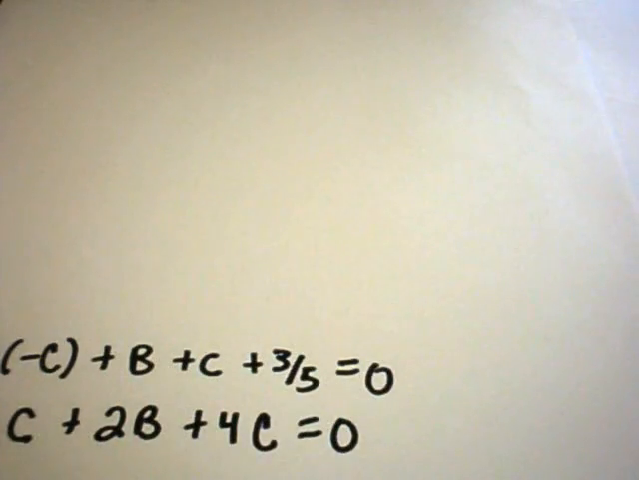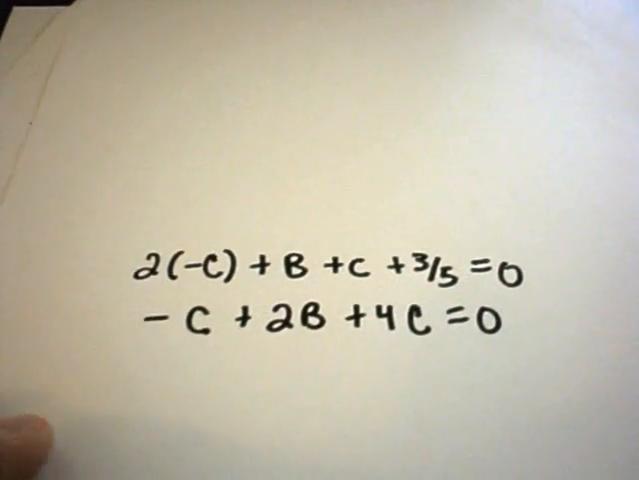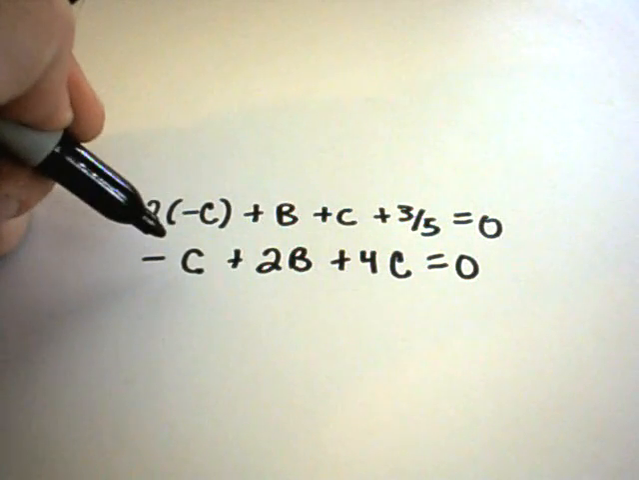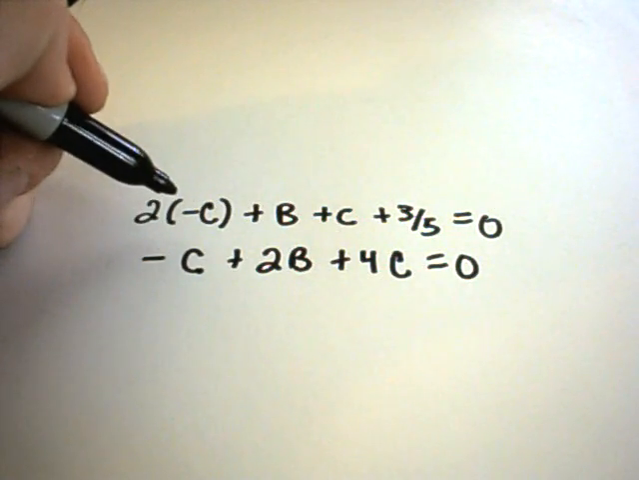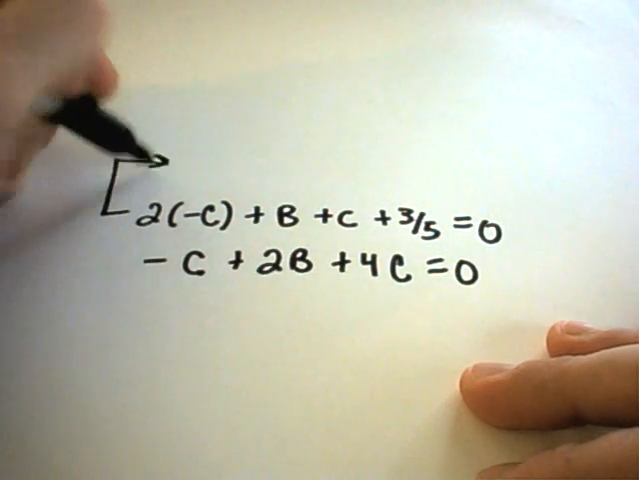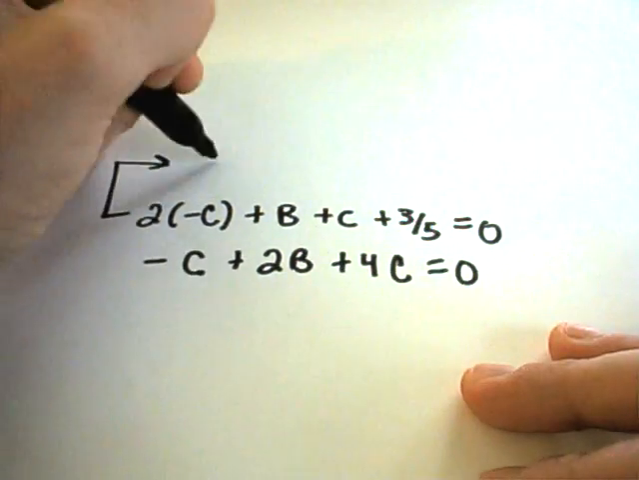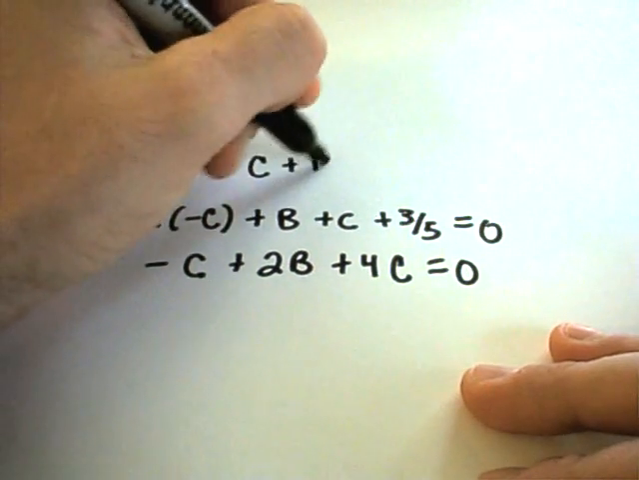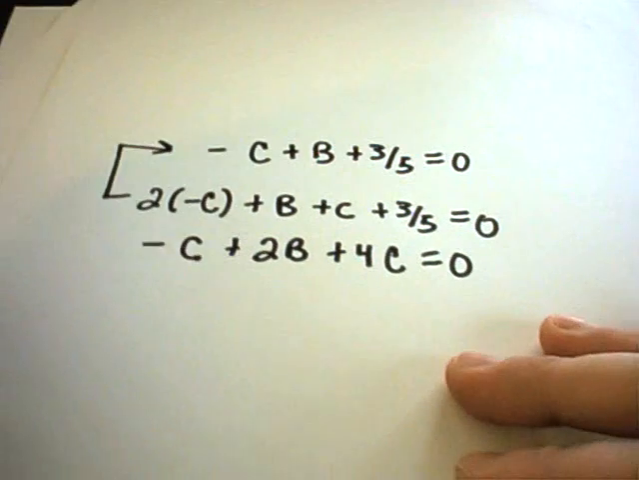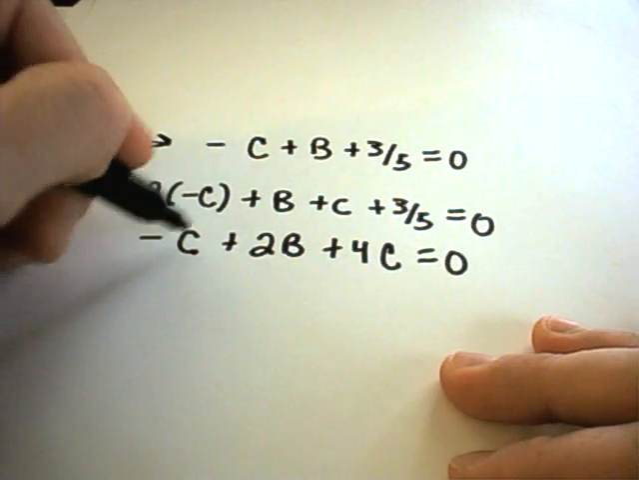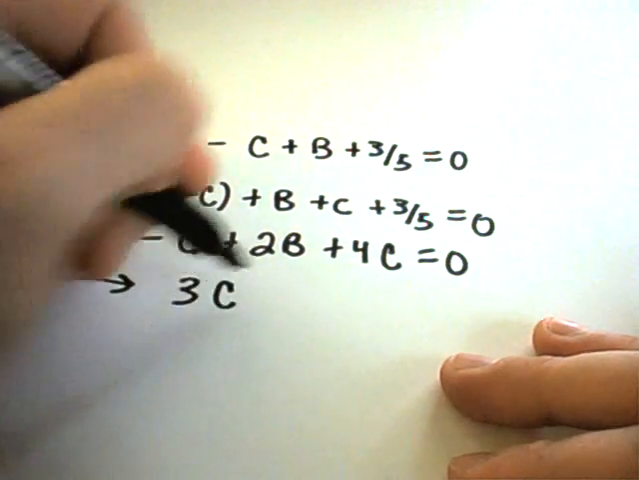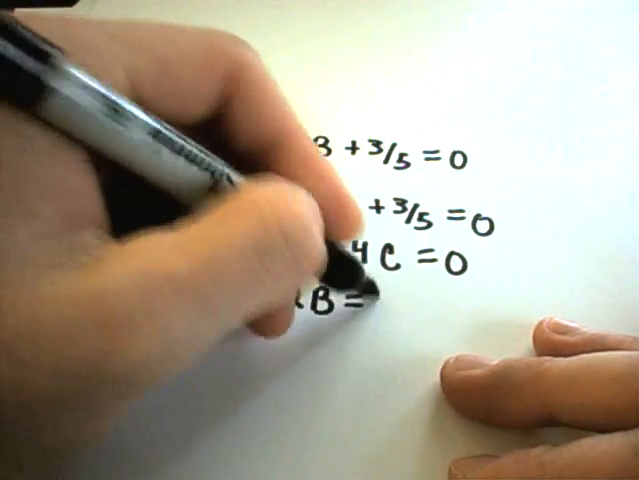Notice now, by doing this, I now have an equation involving c and b. I have 2 equations, 2 unknowns. I can solve this for c and b. If I simplify the first equation, I'll get -2c plus c, which is -c, plus b, plus 3/5 equals 0. On the last one, -c plus 4c, that's 3c plus 2b equals 0.